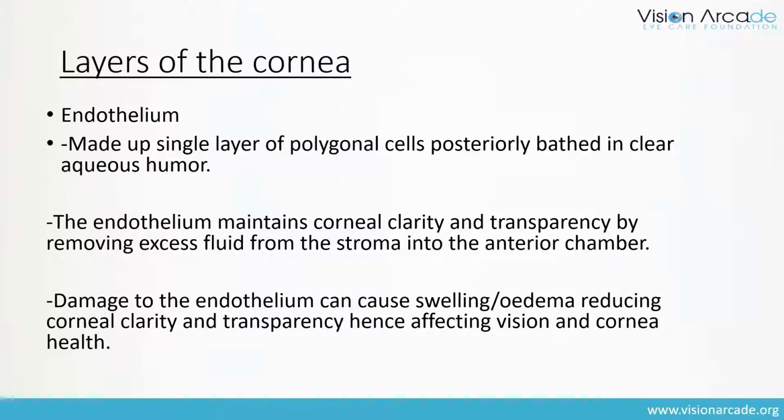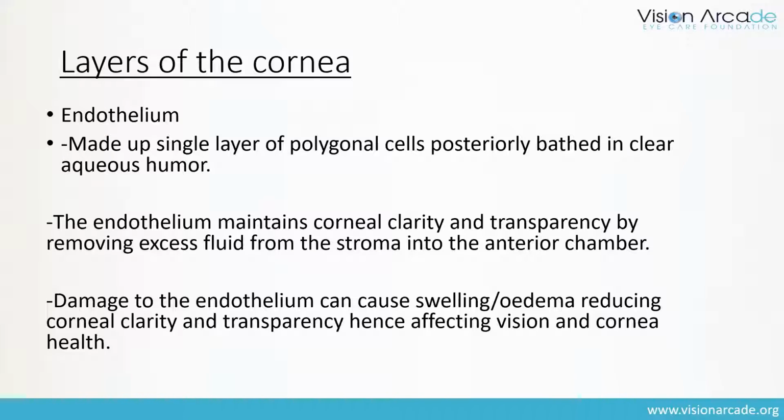Then the endothelium is a very important part of the cornea. It's made up of a single layer of polygonal cells, posteriorly bathed in clear aqueous humor. But basically what it does is maintain corneal clarity and transparency by removing excess fluid from the stroma. This is known as deturgescence. What it does is dehydrate the stroma, and by doing that, it makes for optical clarity.